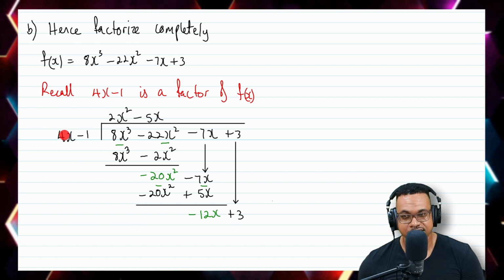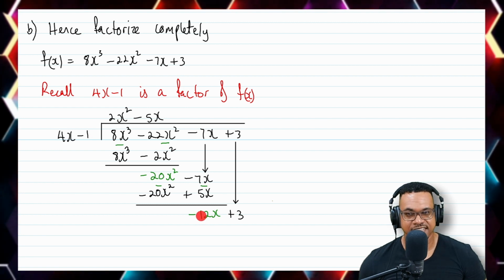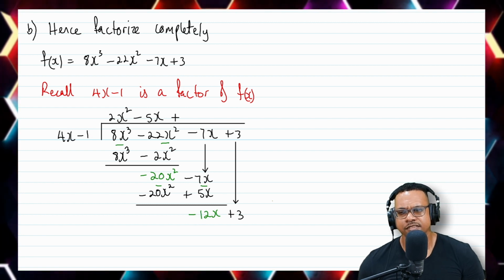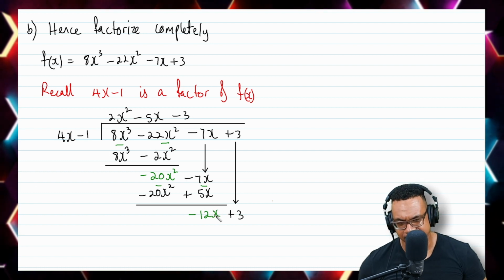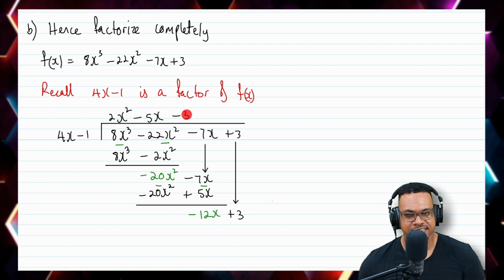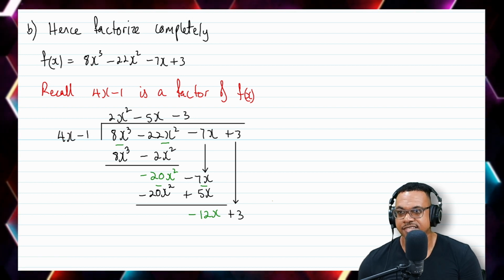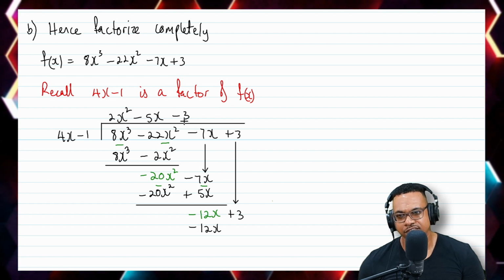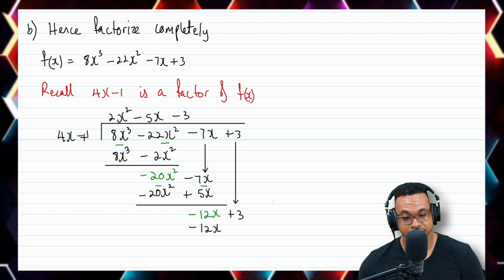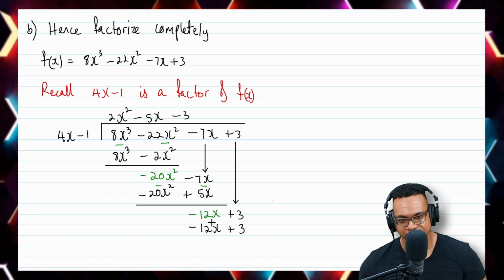So now we're going to see this first term here into this first term here. So 4 into negative 12 is negative 3. So I'm going to get negative 3. And x would cancel this x. So now you're going to multiply this negative 3 by our two terms in our divisor. So negative 3 times 4x is negative 12x. And negative 3 times negative 1 is positive 3. So now we're going to subtract again.